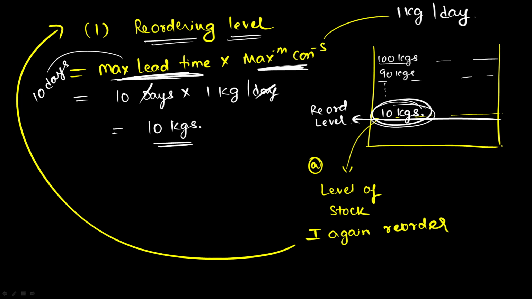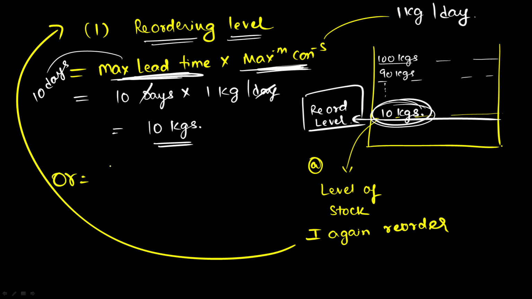So reordering level is maximum lead time into maximum consumption. See, what students normally do is mug up the formula without understanding what they are actually finding out. What is reorder level? The number of units or kgs at which you order. At this level you will telephone your creditor. This will give you the answer of when to order and not how much to order, right? When to order. It is reordering level, maximum lead time into maximum consumption.